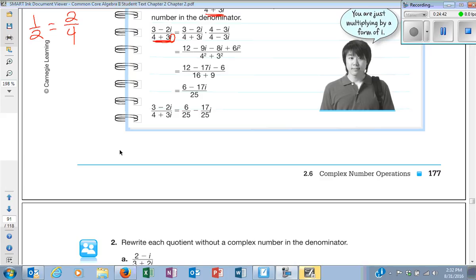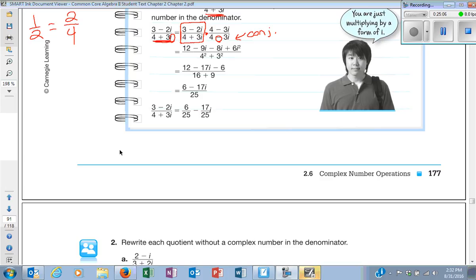So what happens is they rewrite this. This is the original problem. And notice they're timesing it by 4 minus 3i, because this is called its conjugate pair. That's the conjugate. And what's going to happen in my conjugate pair is I'm going to get rid of my middle term. So I will no longer have an i in the denominator. That's the trick for doing this. You multiply by the conjugate.